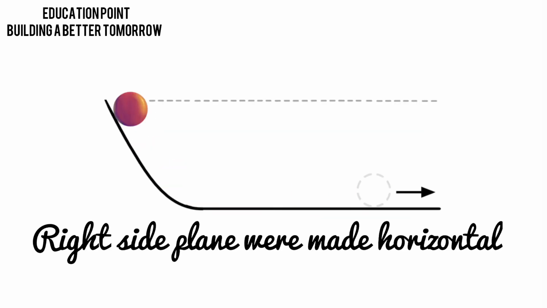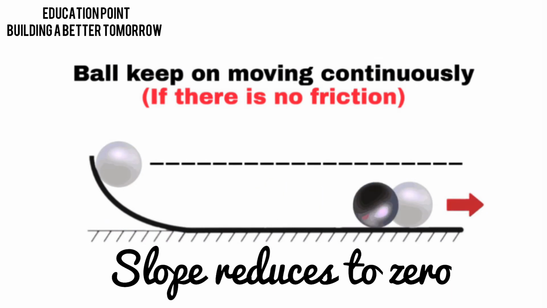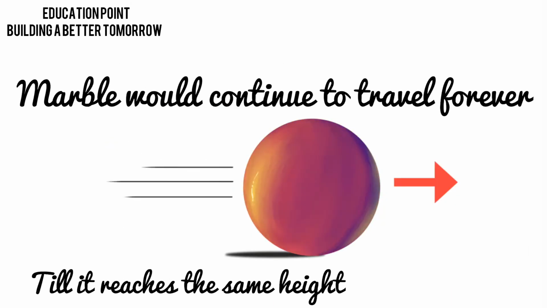If the right side plane were ultimately made horizontal, that is, the slope is reduced to zero, the marble would continue to travel forever, trying to reach the same height that it was released from.